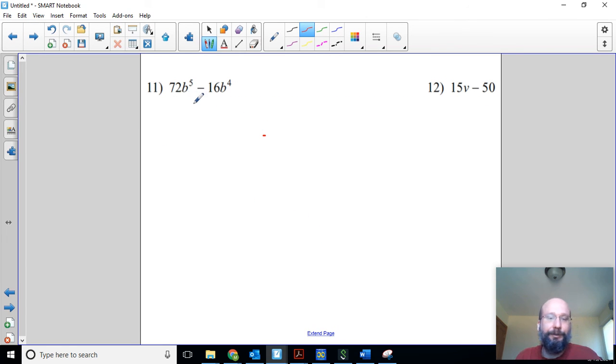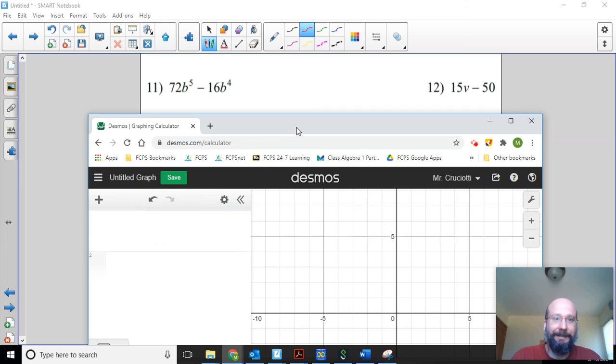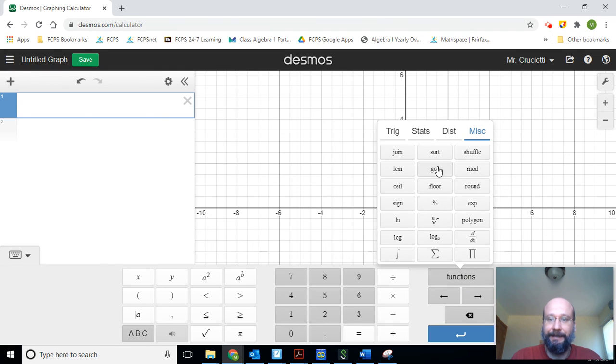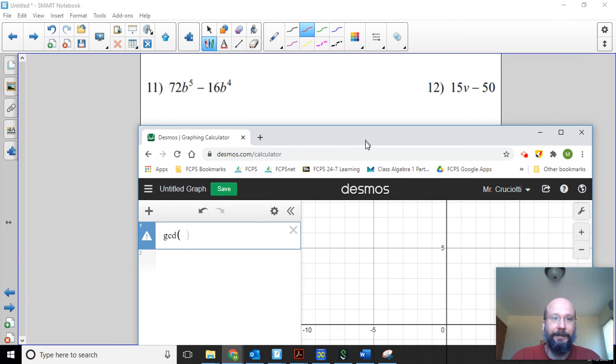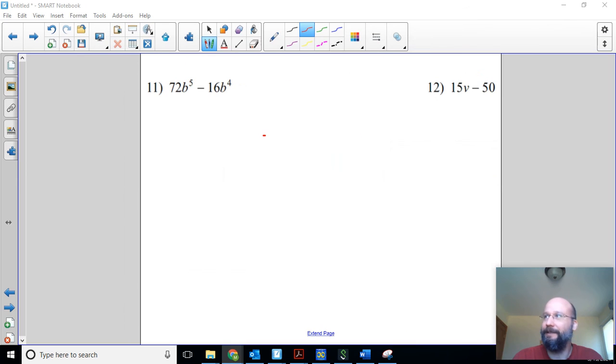So I have 72 and 16. Let's put this one in here. So again, 72 and 16. This is what you should be doing, right? You go to Desmos because you can use it on the test in the SOL. Functions, miscellaneous, GCD, 72, comma, 16, and it's 8. So the GCF of 72 and 16 is 8.